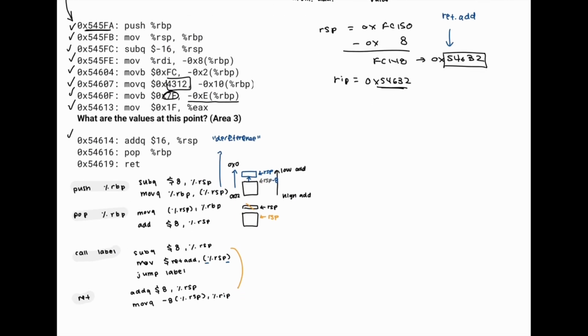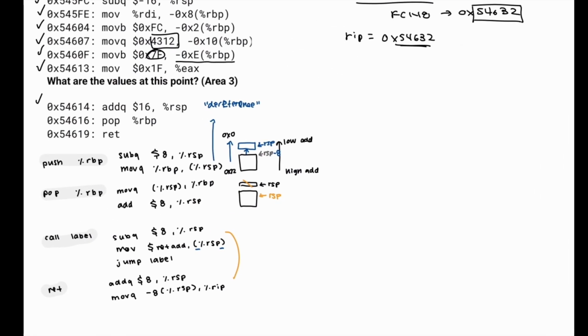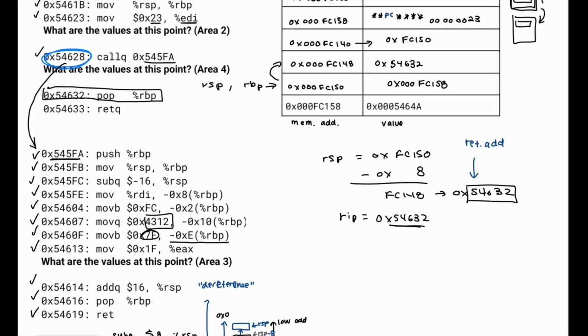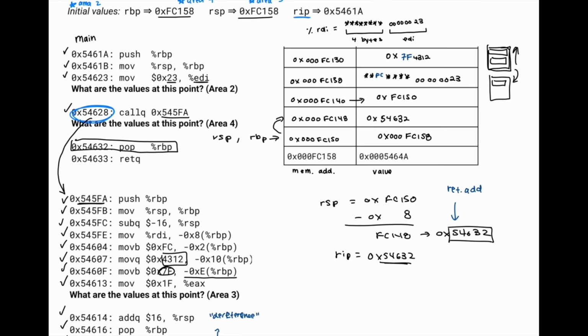So now, once we've completed our pop and return, we're going to go all the way back over here. And then now we can finish our main function. And that's basically the end of this problem.